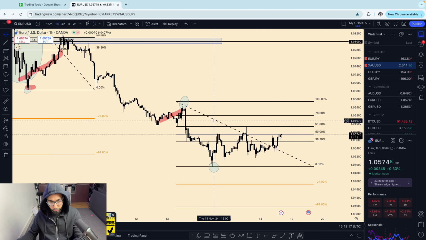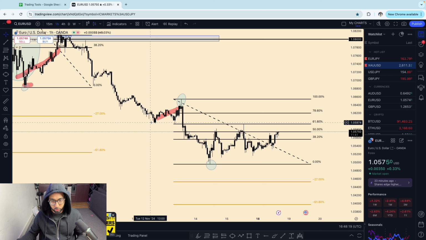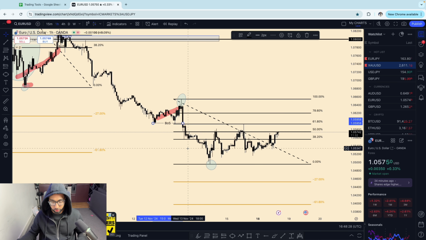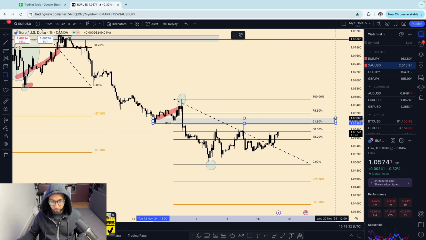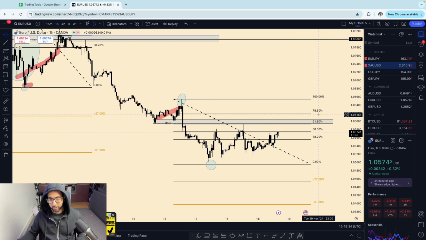Now, let me just get rid of this. We will look for, okay, cool. Price broke structure here. This is where we had that break of structure. Okay, so when we see a break of structure, let's draw an area right here. We would expect price to come to the 61.8. Okay, cool. 61.8. Remember this, guys, okay?